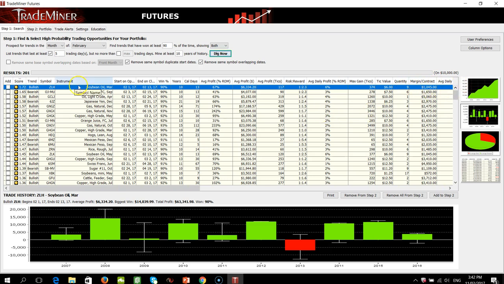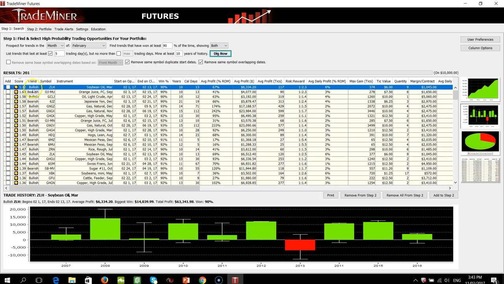The margin per contract, and there's the score. It's a weighted score. I'm not going to get into what it is, but the higher the number, then technically the stronger the trade. I have it filtered by score here, so it has the highest score on top. So let's just take a look.